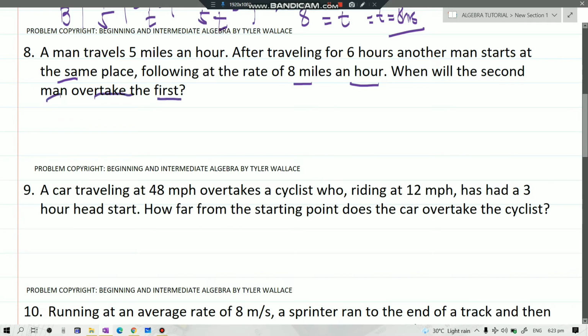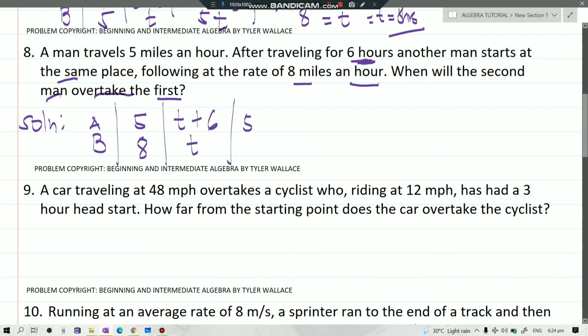Okay? So, let's make it solution. So, that is A and B. So, for the rate, that is 5 and we have 8. Ano yung time nila? Time is after traveling for 6 hours. So, that is T plus 6 and T. Okay? And we have the total distance of 5T plus 30 and we have 8T.